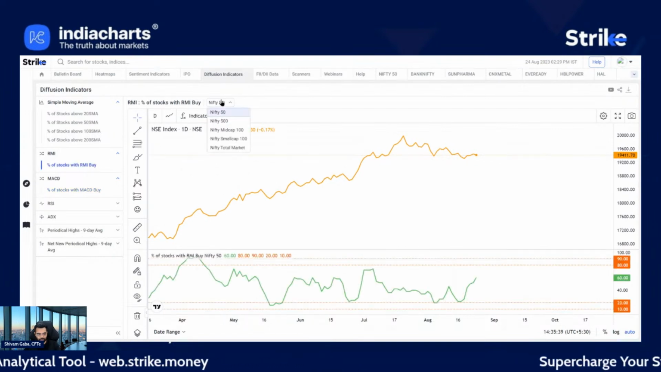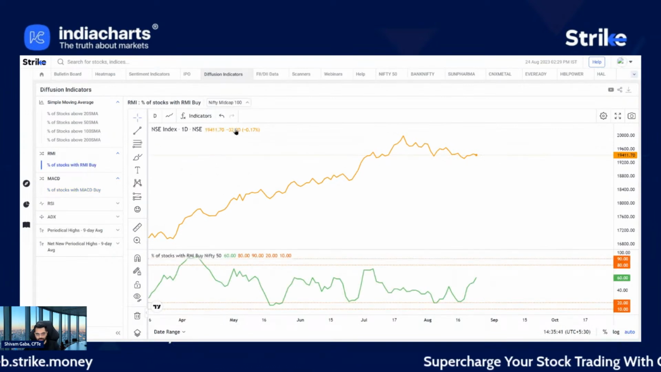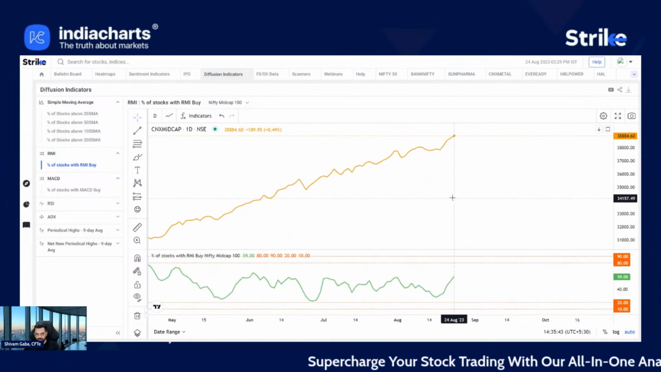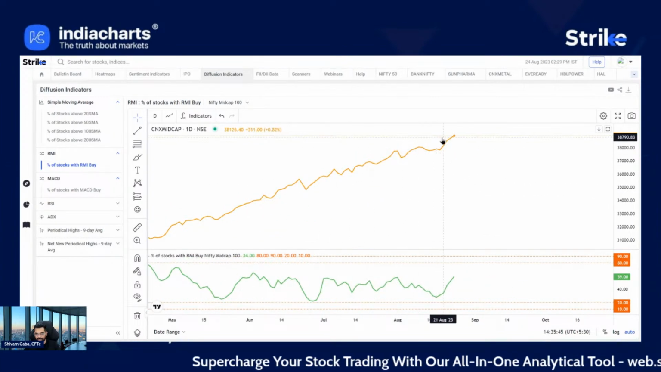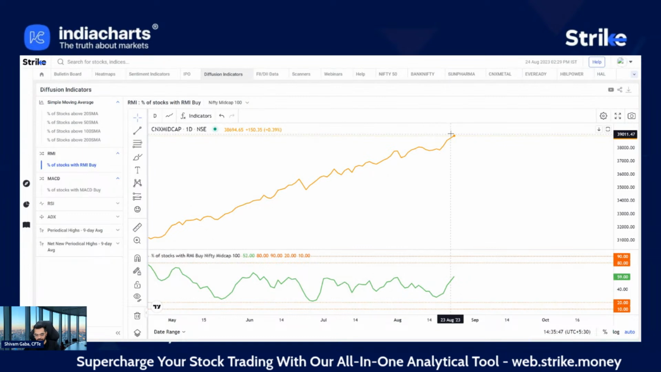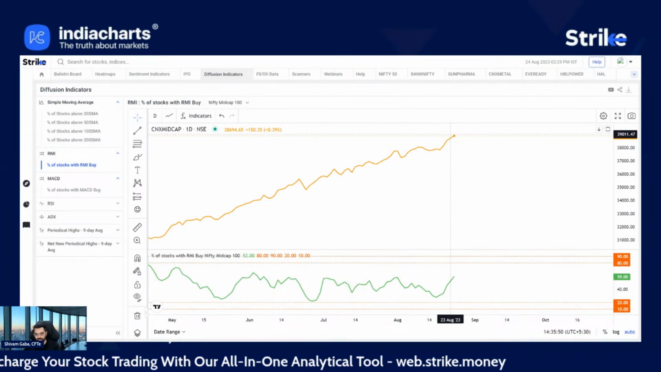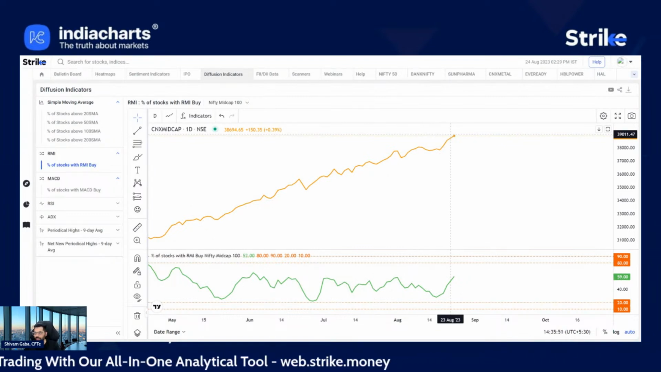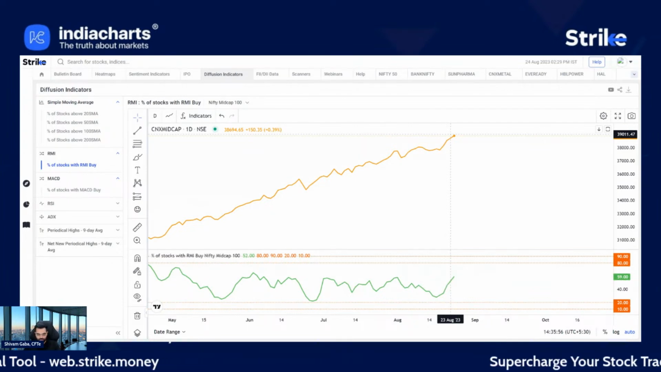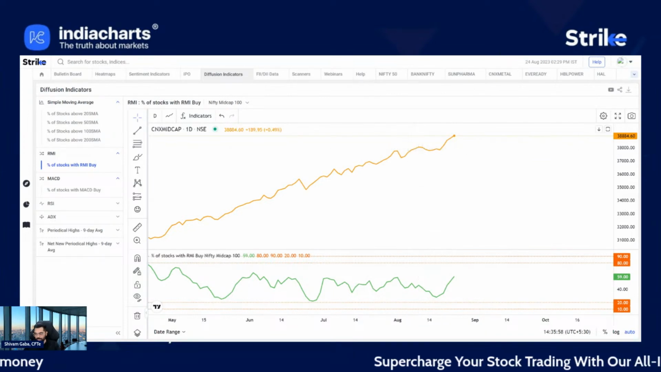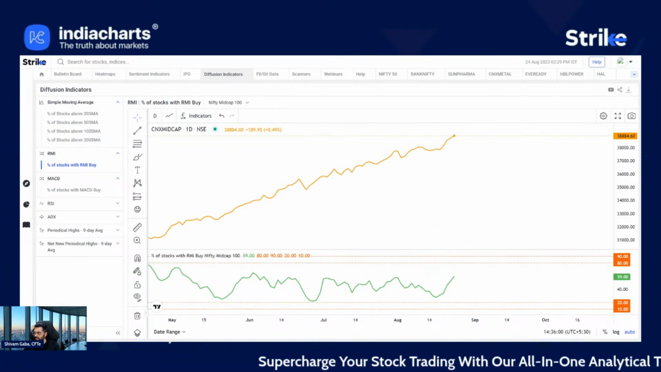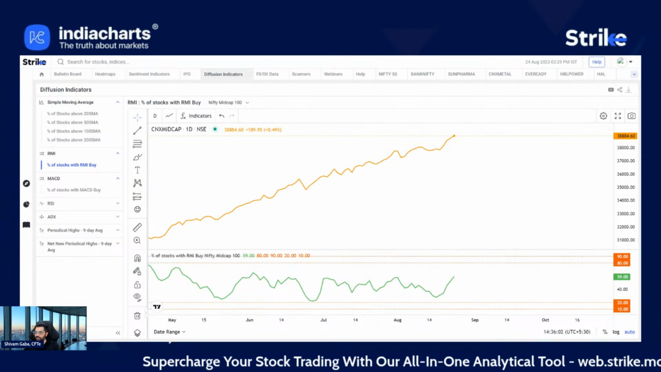But if we compare Nifty versus the Nifty mid cap, you would see that the mid cap is already making new highs all day, every day. But the same is not the case with Nifty. So there has been an underperformance for large caps that is still continuing. At the same time, there is strong rotation. So one needs to be careful which stocks are performing and which are not.